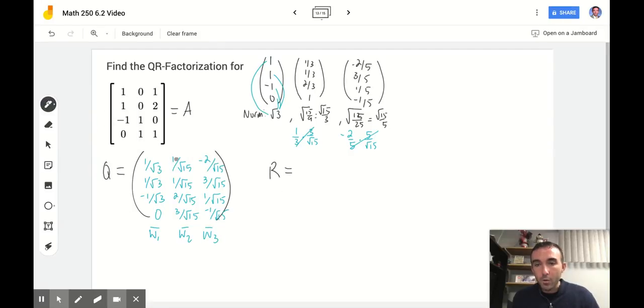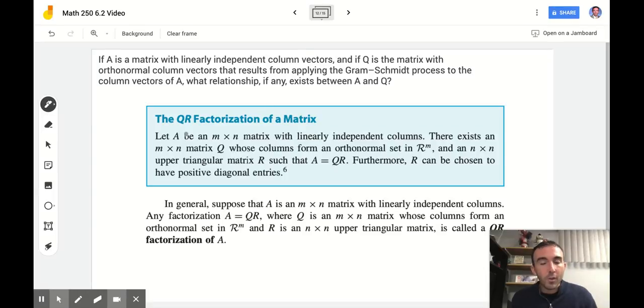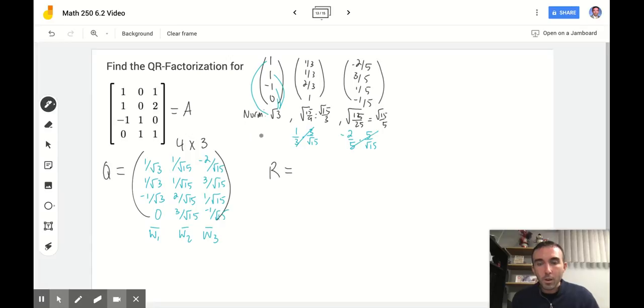Now, the good news is Q was a 4 by 3 matrix. For R, we go back to the definition of QR factorization. It says that Q is m by n, and then R is n by n. So R is going to be a square matrix, and its dimension matches the number of columns in Q. So R is going to be a 3 by 3 matrix, again, because it matches the number of columns in Q.